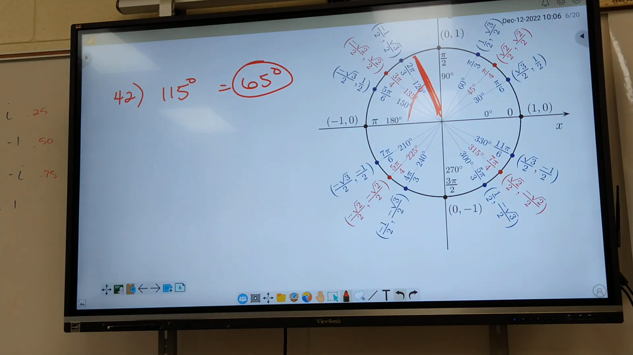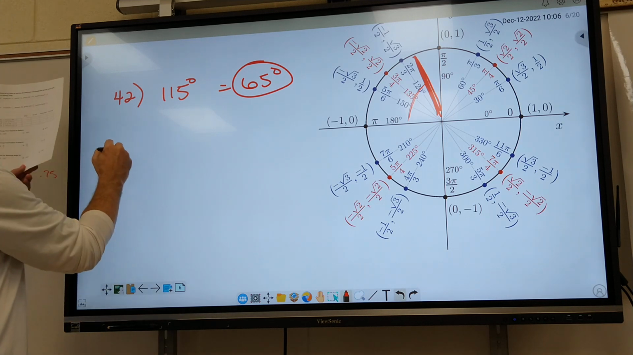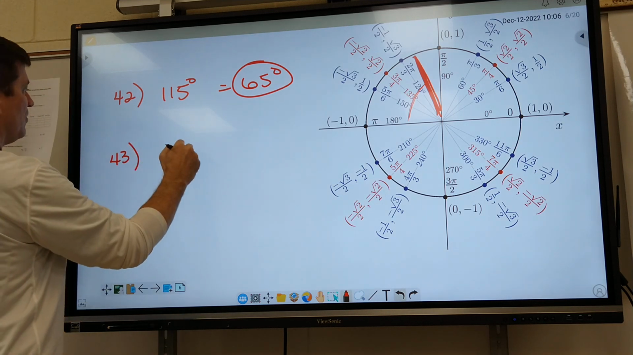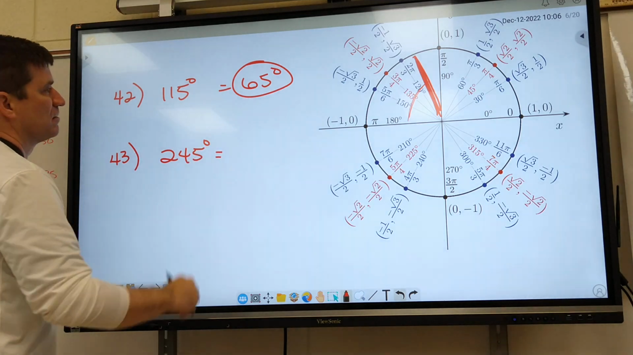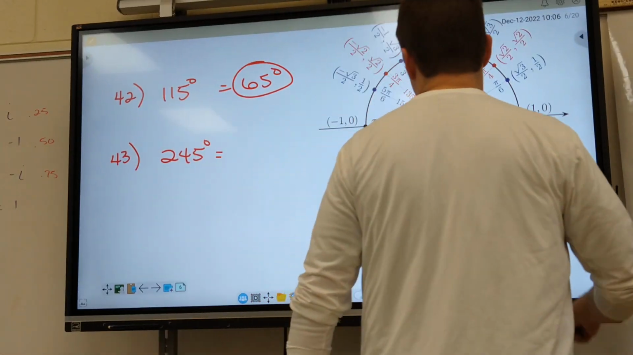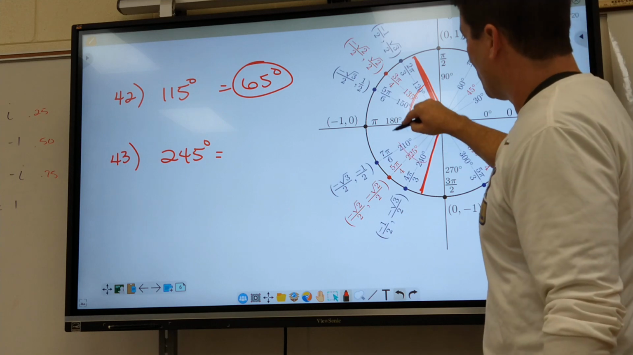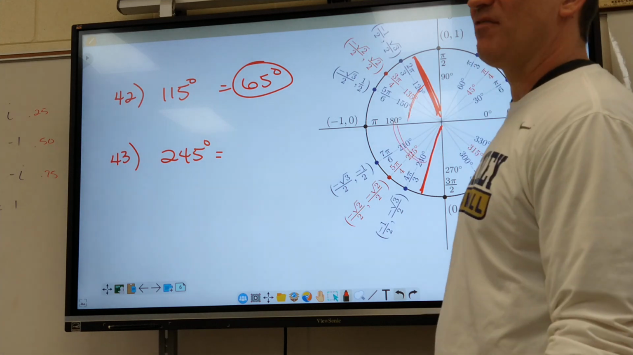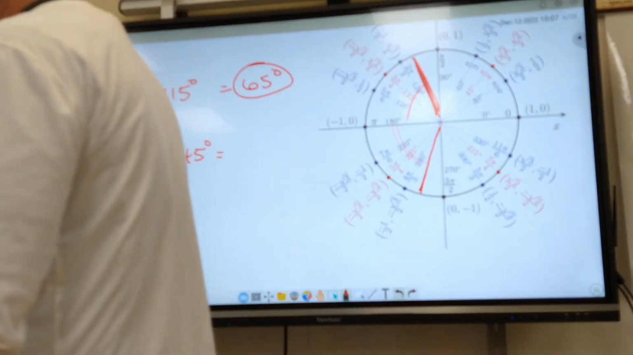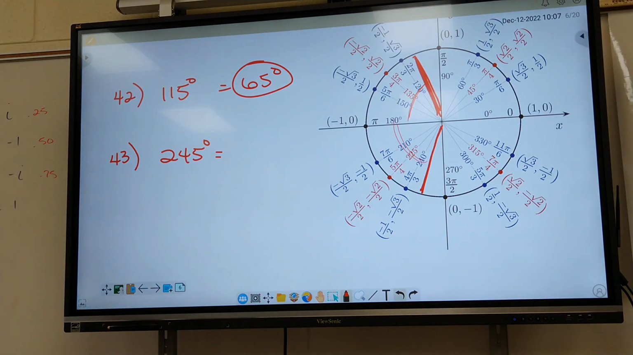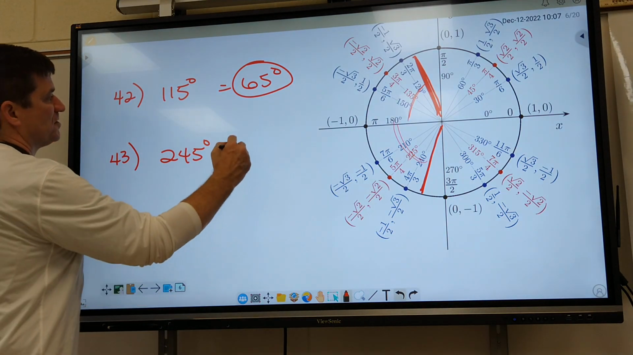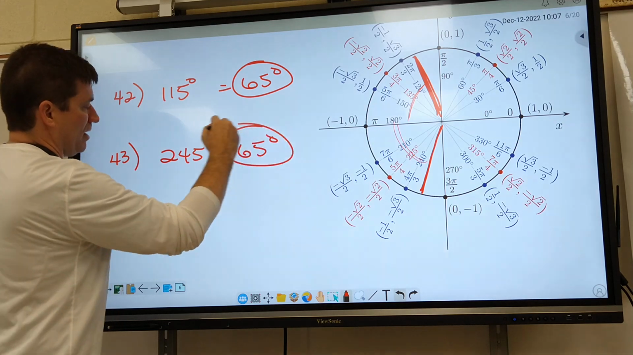All right, so let's go to 43. 245 degrees. Where's it at? It would be right here. It's closer to 180, isn't it? So do 245 minus 180. Tell me what you get. 65. 65 again.